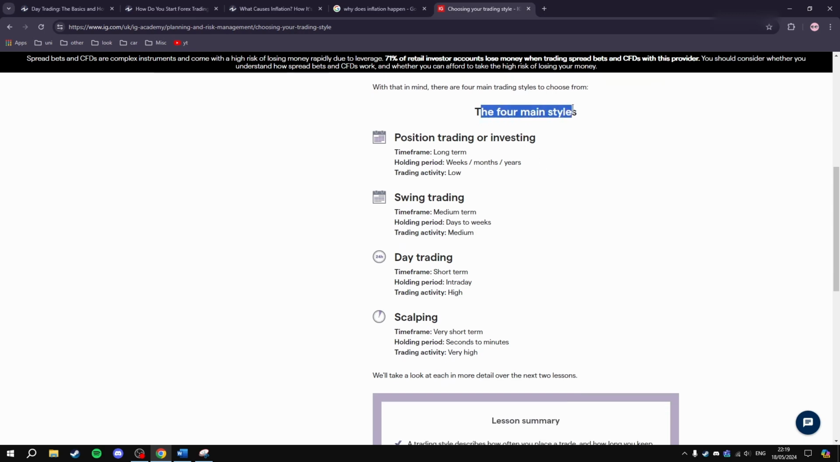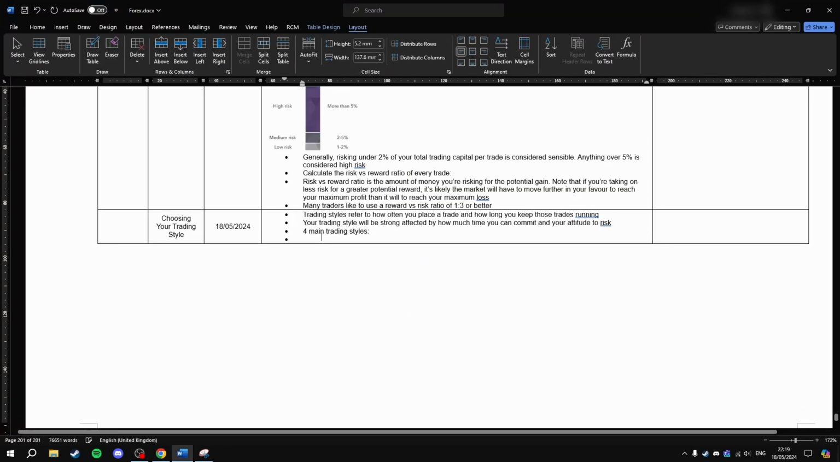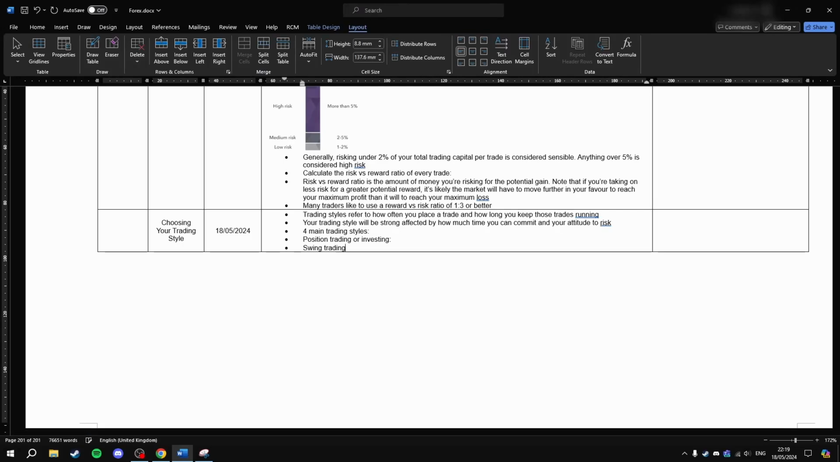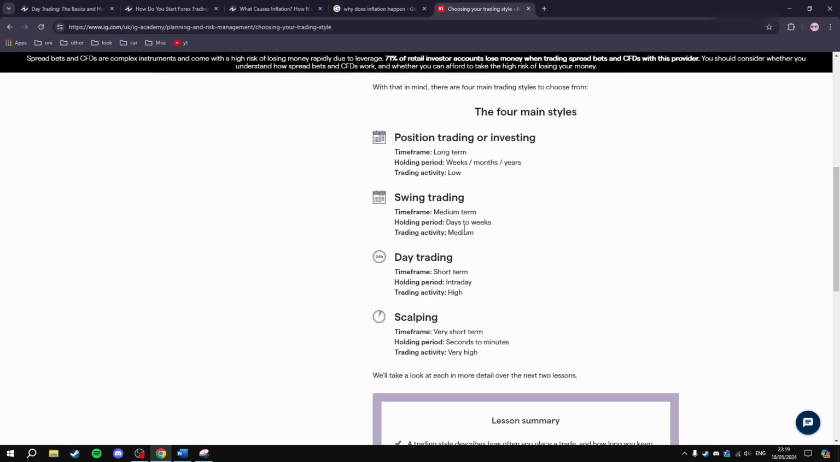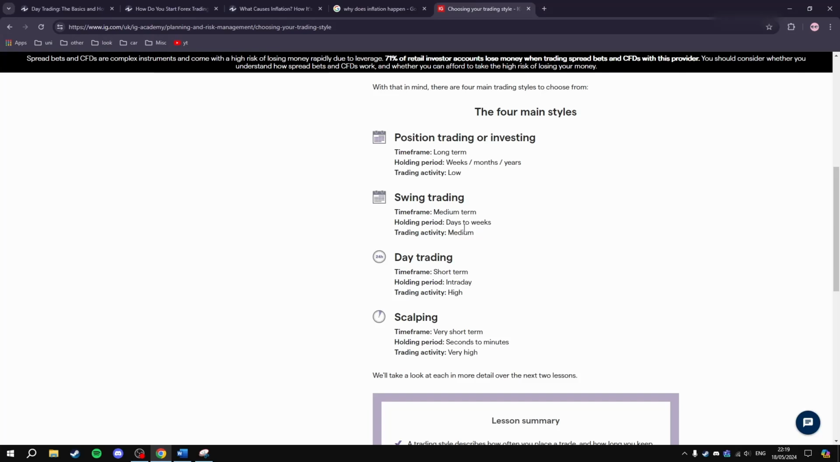The 4 main trading styles: position trading or investing, swing trading, day trading, scalping.